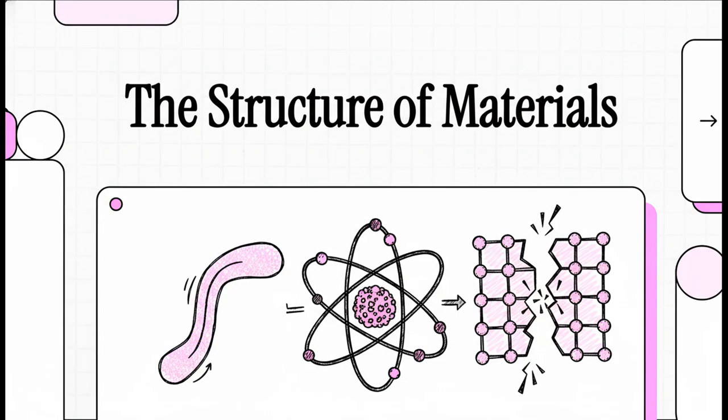Welcome to The Explainer. Today, we're digging into a really fundamental idea. A material's real-world behavior, whether it bends or just snaps, is all decided by its invisible internal architecture. To really get why, we have to start at the atomic scale and build our way up.